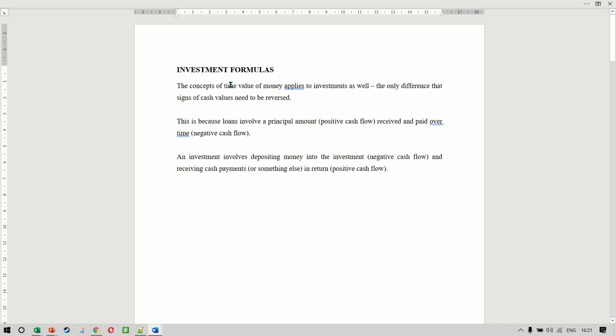Now, the concept of time value is applicable on investments as well. The only difference is that the sign of the cash value has to be reversed. And the reason for this is very simple. When we look at a loan, the principal amount, which is the positive cash flow, is received and it is paid over time, which means that the payment is a negative cash flow for the loan seeker. In the case of an investment, we deposit money, which is a negative cash flow, and because we receive cash payments or something else in return, that becomes the positive cash flow.